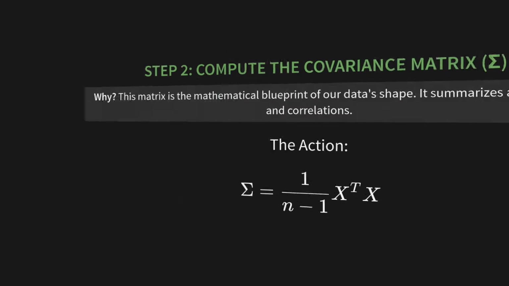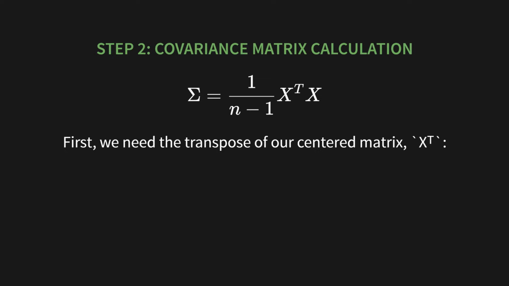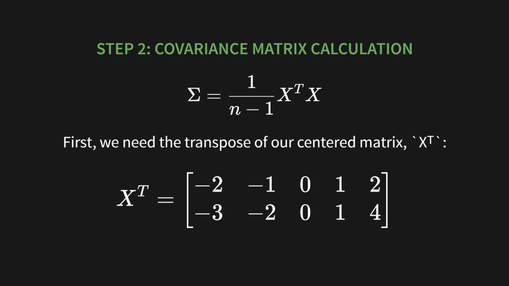Easy. Now for step 2, compute the covariance matrix, sigma. Why? This matrix is the mathematical blueprint of our data's shape. It summarizes all the variances and correlations. The action? We use the formula you see here. Sigma equals 1 over n minus 1 times X transpose X. Let's break that down. First, we need the transpose of our centered matrix, X transpose. You can see it here. We've just flipped the rows and columns.